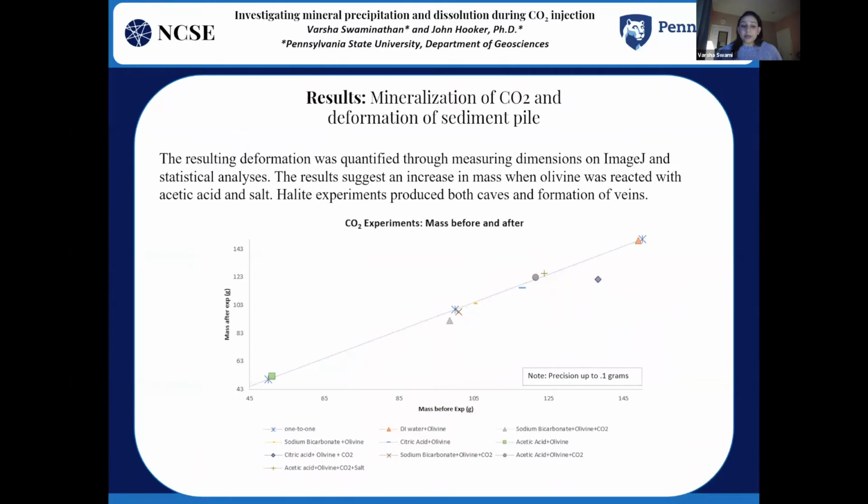For the CO2 experiments, mass was collected before and after the experiment to track how the mass changed. The x-axis here shows the mass at the beginning of the experiment. The y-axis shows the mass at the end of the experiment. A total of 10 experiments were completed and plotted. They were fitted on a one-to-one line to show a visual representation of the mass gain and loss. Any data point above the line indicates a mass gain, while anything below indicates a mass loss. Acetic acid experiments had a mass gain, while all of the other experiments that involved baking soda and citric acid had a mass loss.